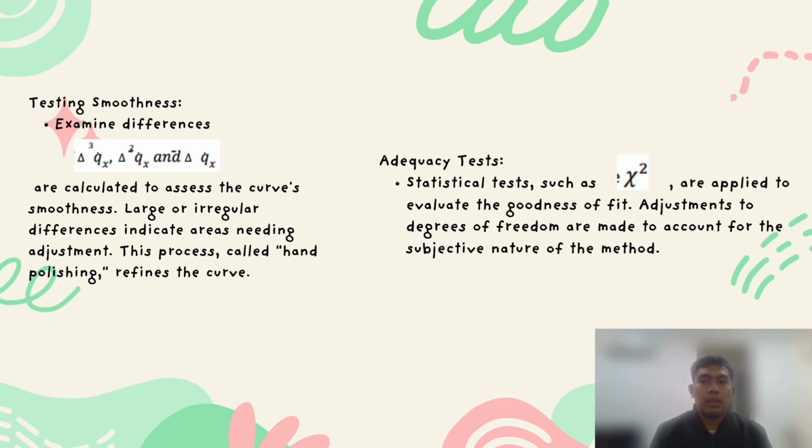Then the next one, efficacy test, where statistical tests such as chi-squared are applied to evaluate the goodness of fit. Adjustments to the degrees of freedom are made to account for the nature of the method, like reducing the number of degrees of freedom. For example, reduce 1 for the height, reduce 1 for the slope, and reduce 1 for curvature.